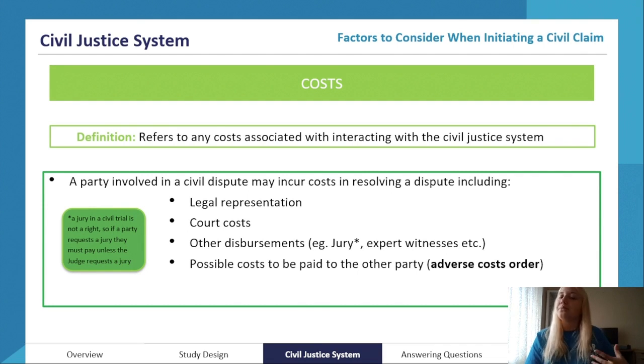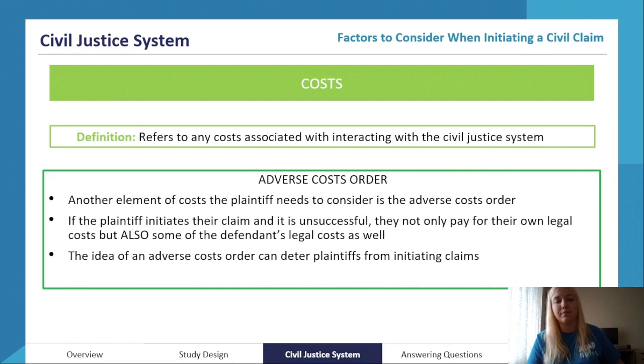Same kind of thing. If the plaintiff does prove that the defendant is liable, however, if they're successful, the defendant will get the adverse cost order. So on top of any damages, they'll also have to pay for the plaintiff's court costs and legal fees. But it doesn't cover everything.